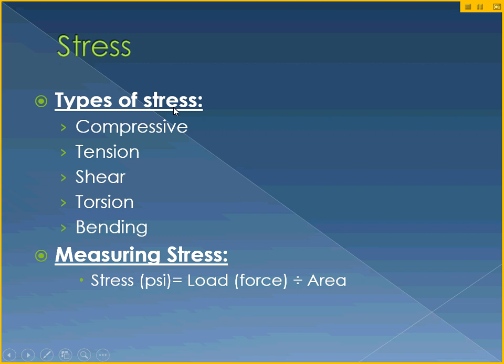So when we look at the different types of stress we can place on an object, we can compress it, we can put tension on it, we can shear it, we can put torsion stress on it, which is basically twisting, and then we can bend an object. These are all different types of stress that are placed on our objects. And we can measure stress. Pounds per square inch of stress is equal to the load or force divided by the area that it's covered.